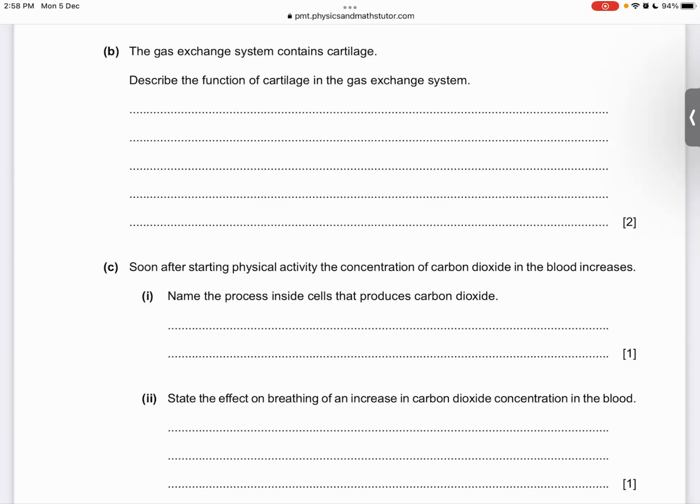Miss, so basically the cartilage is supporting the trachea and it's basically helping it to stay there. Mechanical strength.